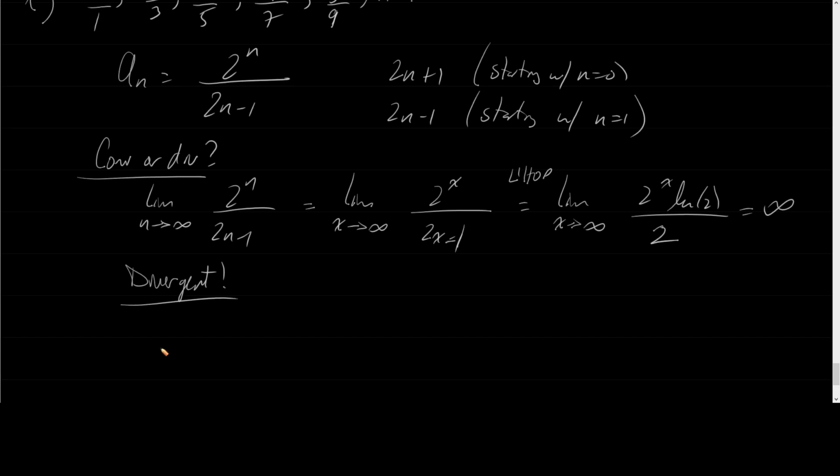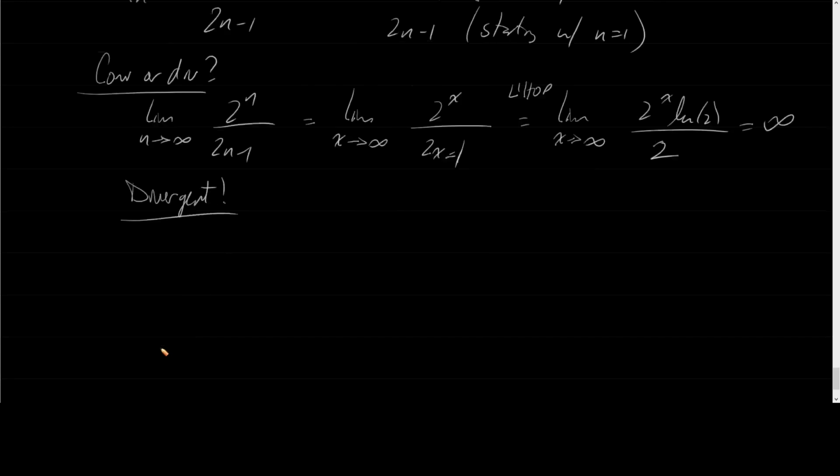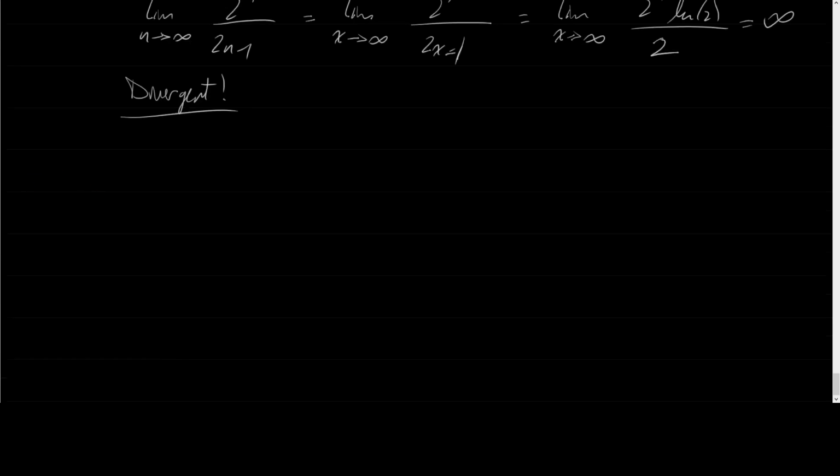Let's look at another one. Let's say that I had the following sequence: negative 1/5, 2/9, negative 4/13, 8/17, so on and so forth. 1, 2, 3, 4, 5. Okay, so let's see what we can do here.